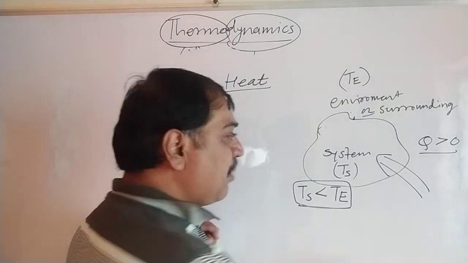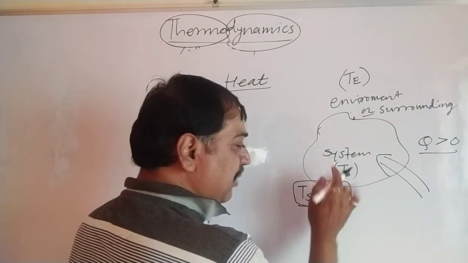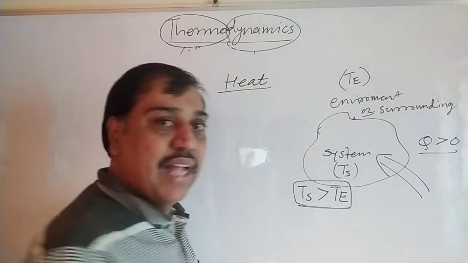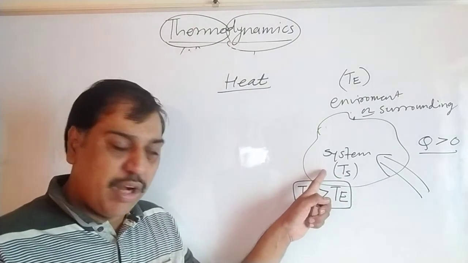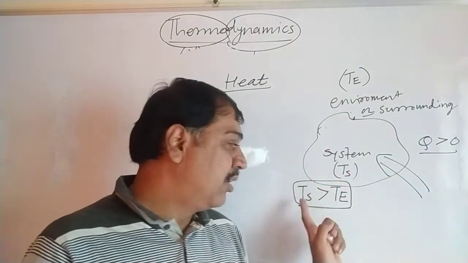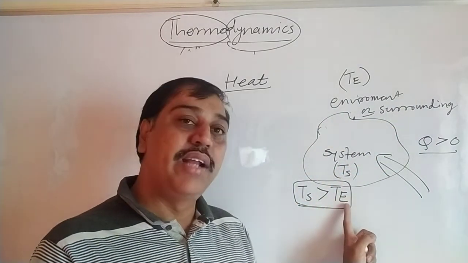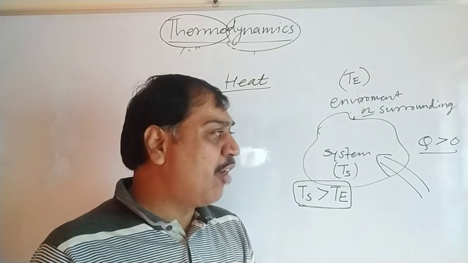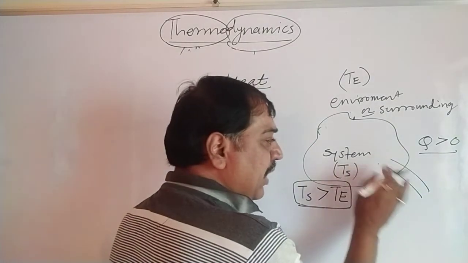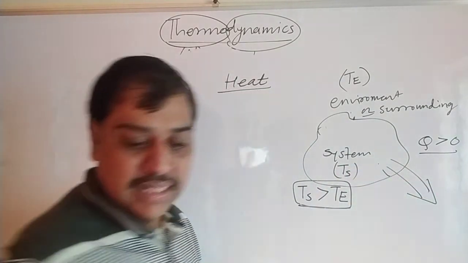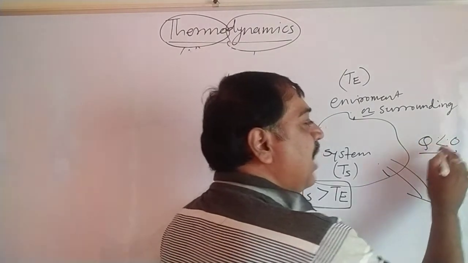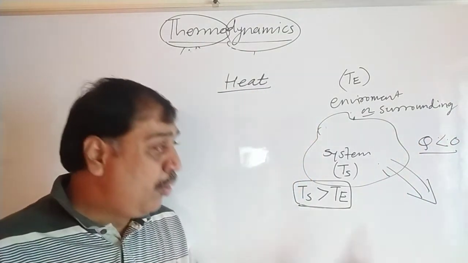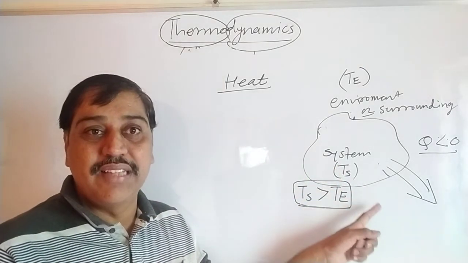Opposite to this, suppose initially the temperature of the system is greater than that of the environment. It is a hot body kept in a cooler surrounding. The temperature of the system is greater than the temperature of the environment. Heat cannot get absorbed, heat gets released. Now Q is less than 0, and we can say the system loses the heat energy.